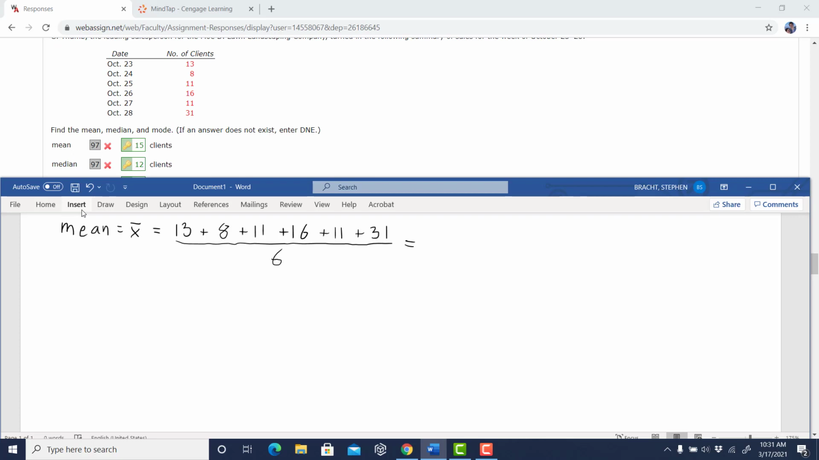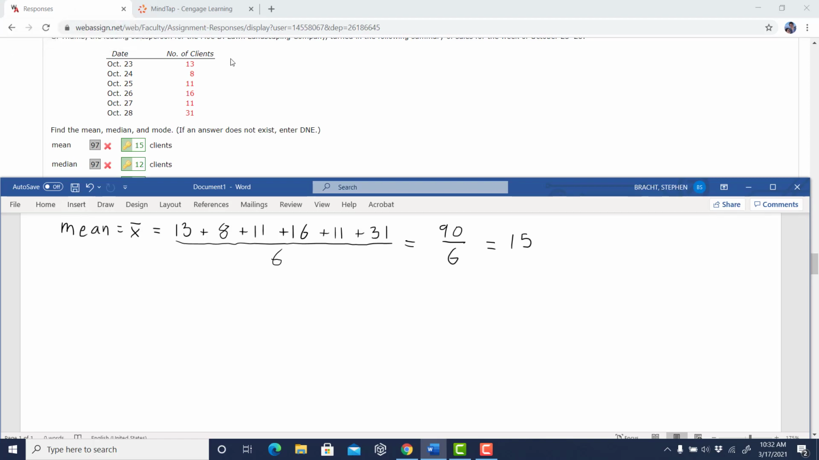If you add up those numbers, sorry, I don't actually have that sum, so 13 plus 8 plus 11 plus 16 plus 11 plus 31, they add up to 90. And divide by 6, and that equals 15. So that is the mean. The next one it asks you to find is the median.